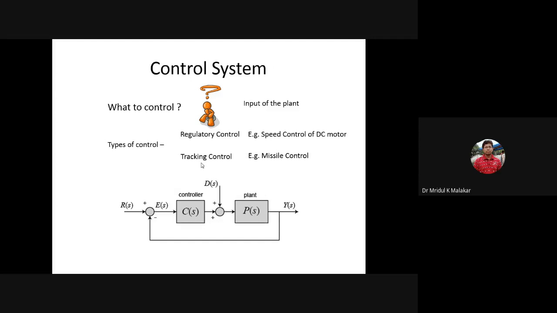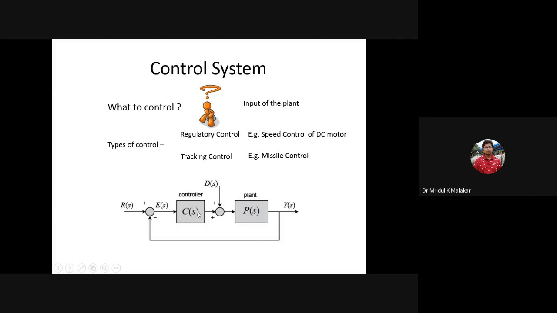So this is one example for regulatory control. This is the plant, this is the control system, this is the input reference, and this is the error. Now see where the disturbance is. D(s) is the disturbance. Take speed control of the DC motor: this is the DC motor plant with the mechanical part also. You take the output speed using a speedometer or tachometer, and based on that you compute the error and design, suppose, a PI controller.